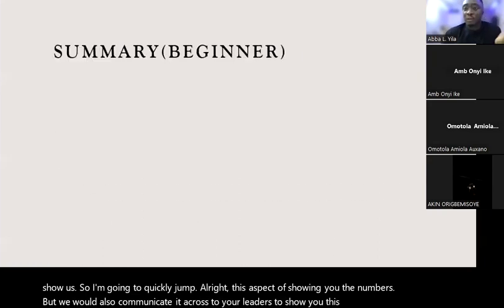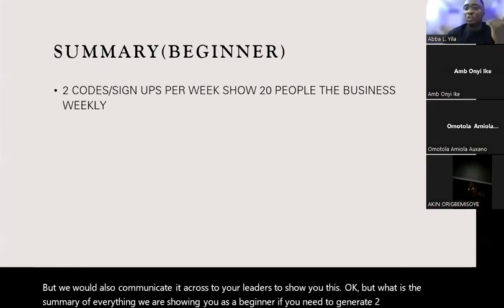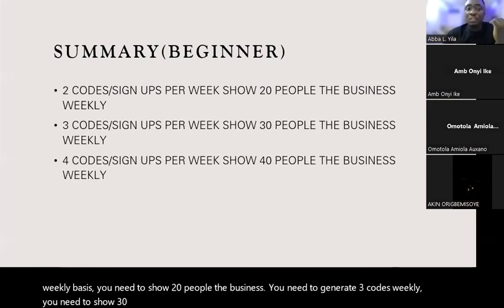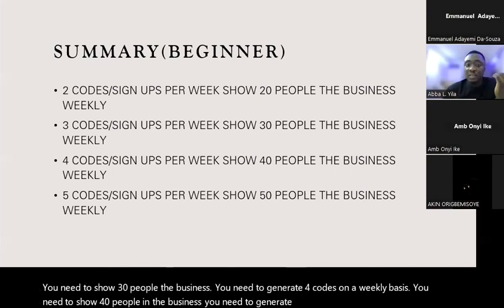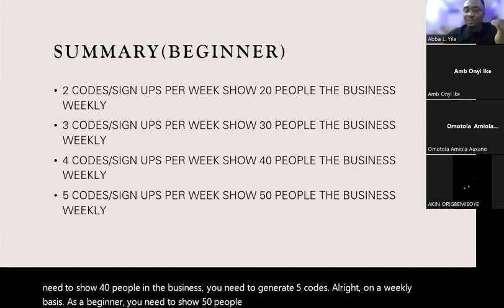But what is the summary of everything we're showing you? As a beginner, if you need to generate 2 codes on a weekly basis, you need to show 20 people the business. You need to generate 3 codes weekly, you need to show 30 people the business. You need to generate 4 codes on a weekly basis, you need to show 40 people the business. You need to generate 5 codes on a weekly basis, as a beginner, you need to show 50 people the business on a weekly basis.